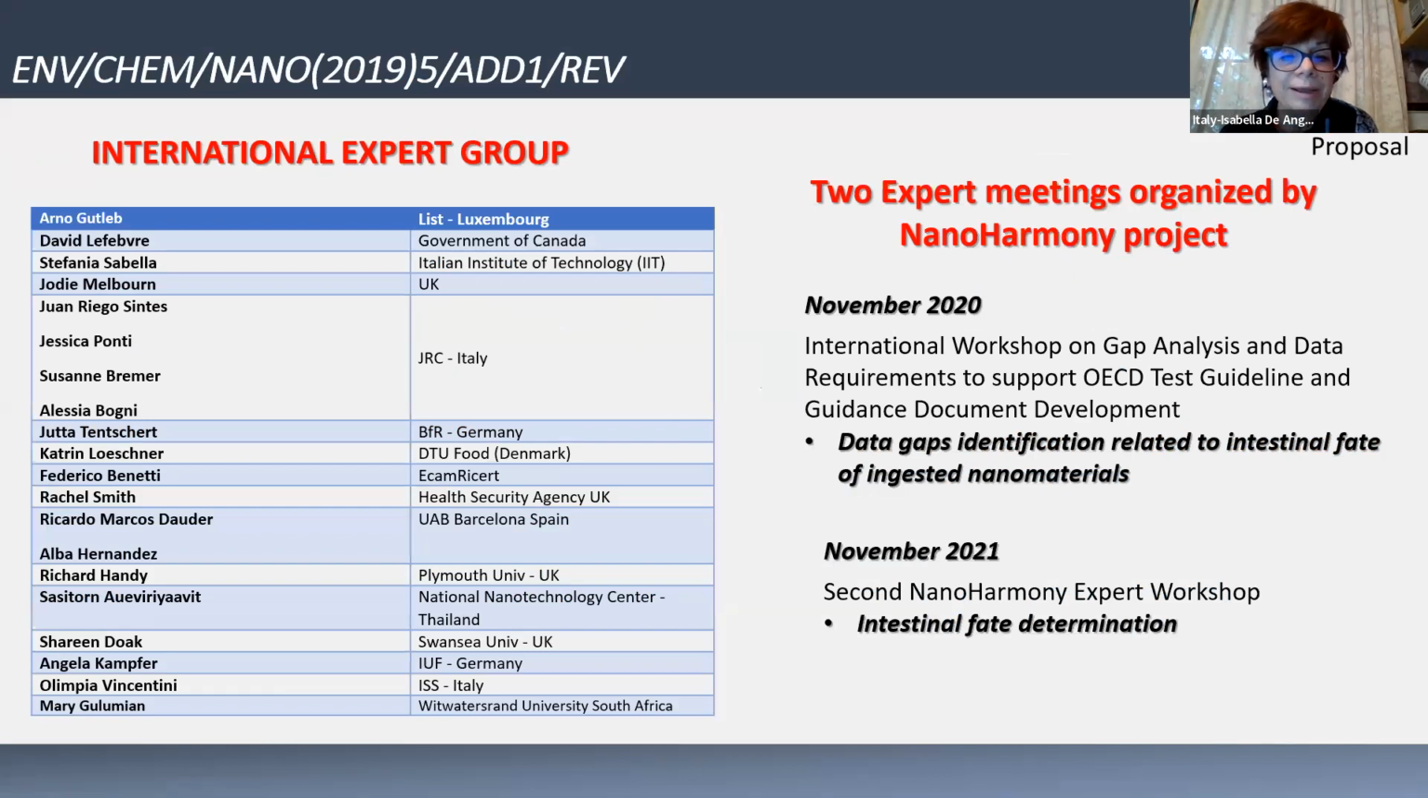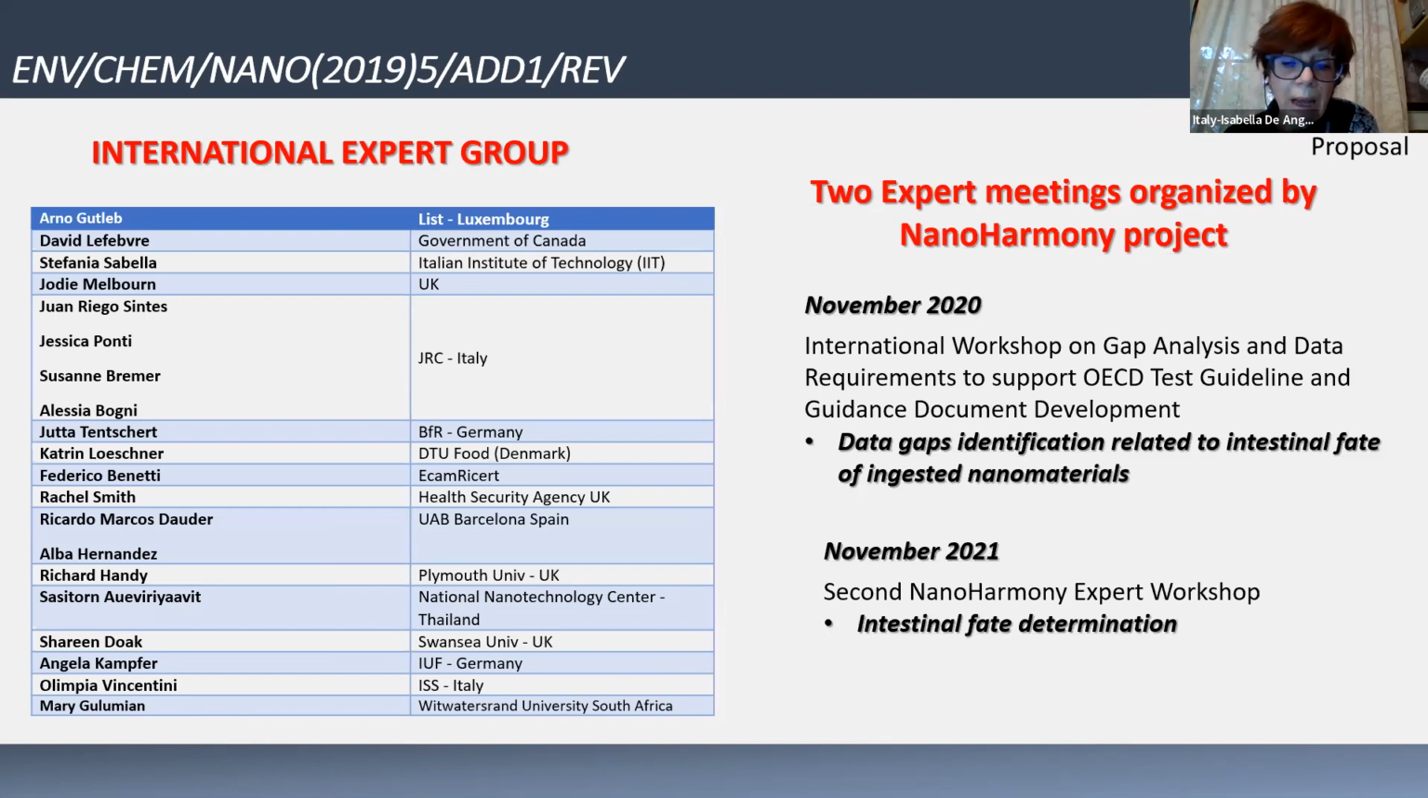Very fast because I have just minutes. I would like also to emphasize the importance of the expert group. In our case, it was established immediately following the proposal submission to the WPMN and was implemented later. In particular, very important are the two NanoHarmony expert workshops: in November 2020, mainly focused on data gap analysis, and in November 2021, aimed at experimental protocol setup for performing round robins. In both cases, a lively and very useful discussion was performed.